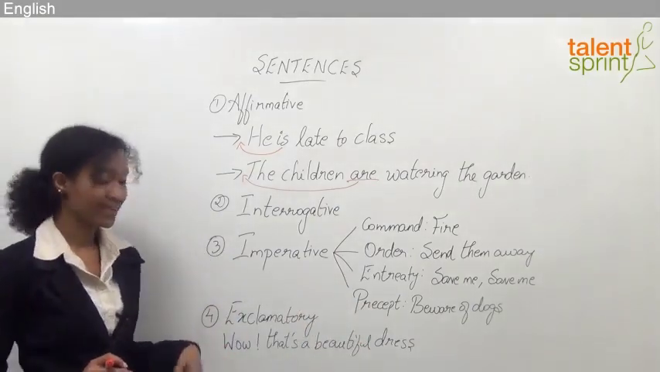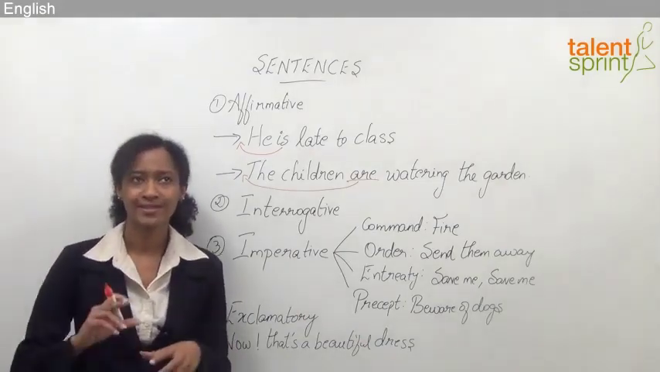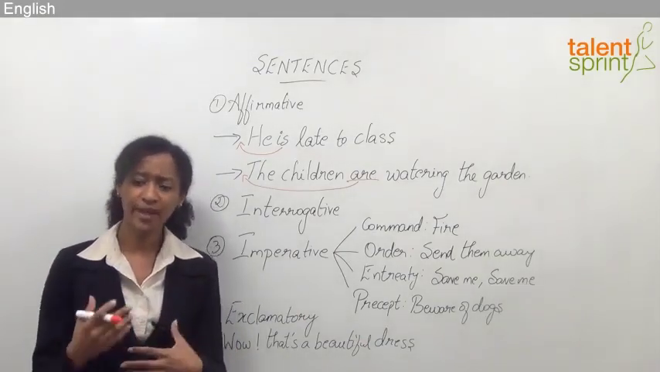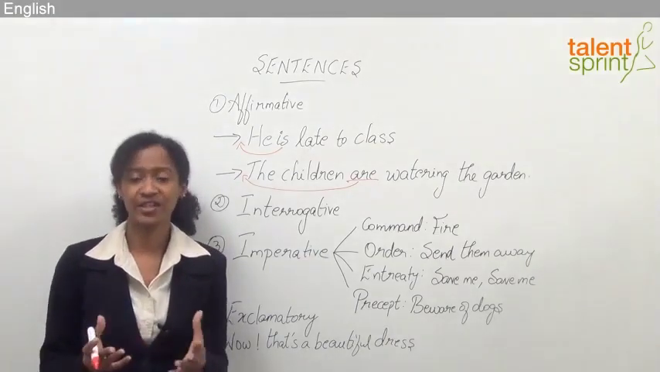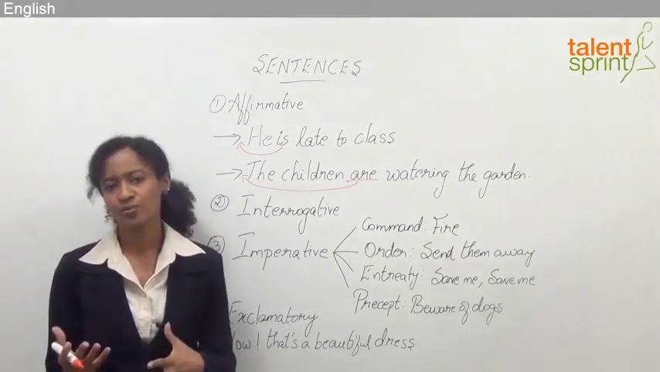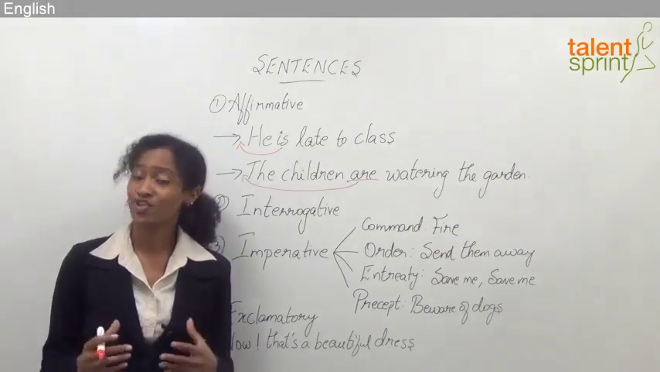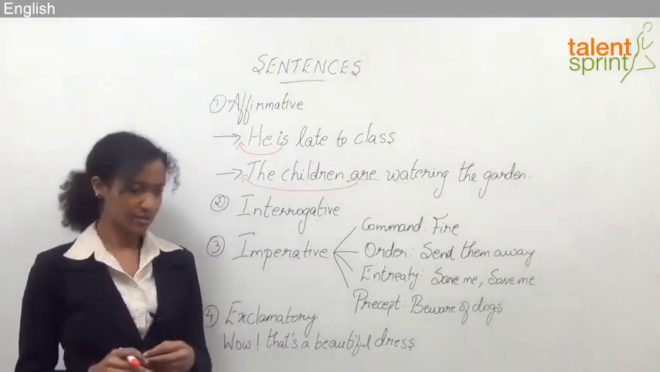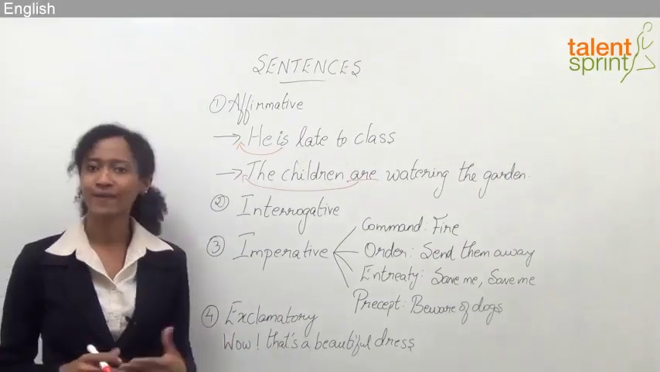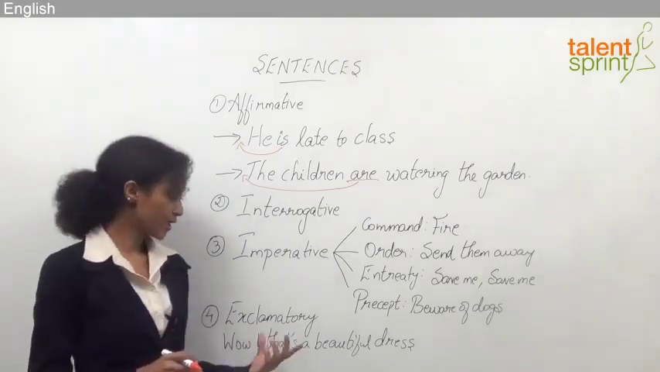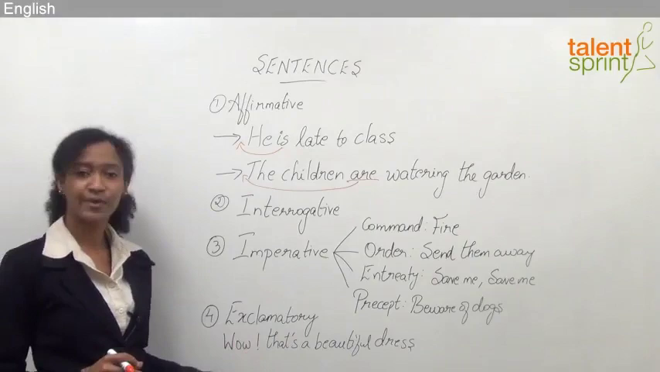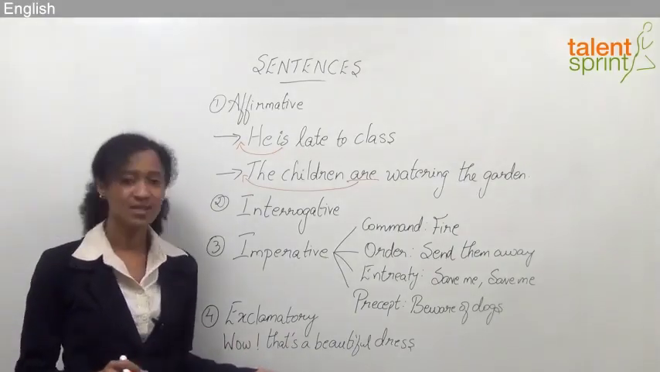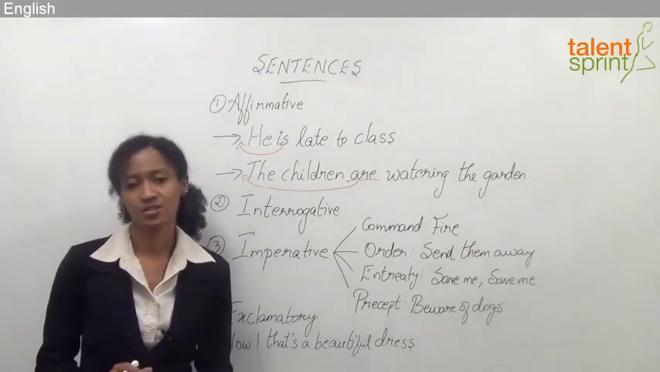Our last one, exclamatory sentences. Now, exclamatory sentences express emotions of the mind, sudden feelings of the mind. So it could be surprise, joy, sorrow, all of this. So an example: wow, that's a beautiful dress. So there's my exclamatory sentence, and if you notice, we have an exclamation mark here. Sometimes it appears at the end of the sentence as well.